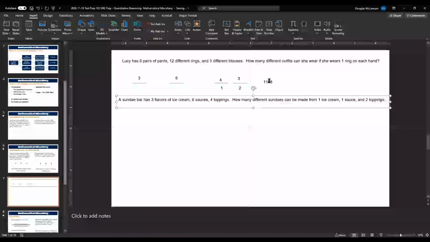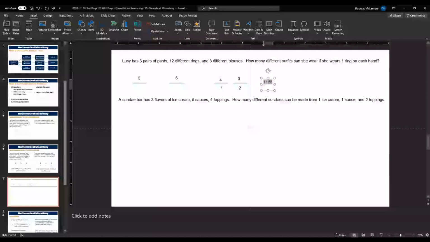So it's literally the same exact setup, and a lot of these questions do have the same setup, except just have different numbers. So what's my final answer going to be here? 3 times 3 times 4 times 3. 108.